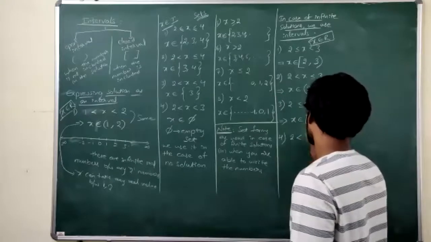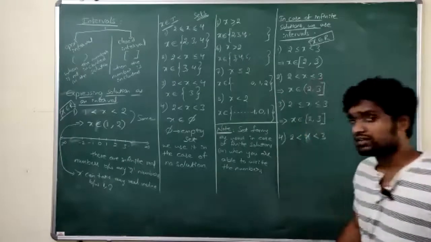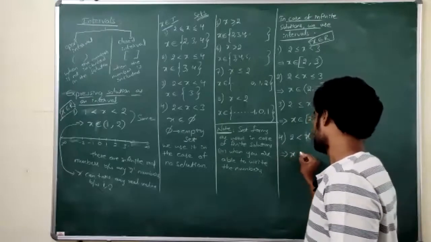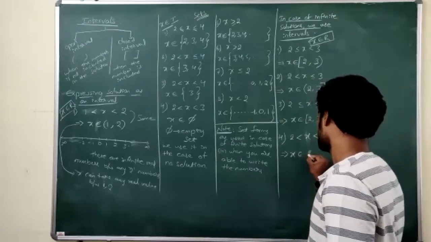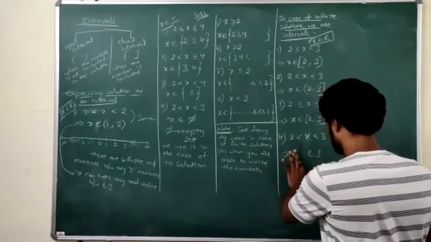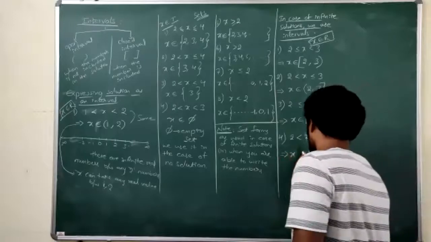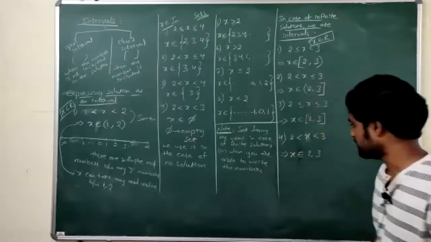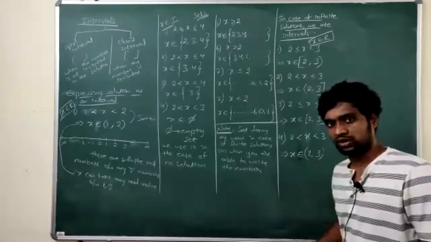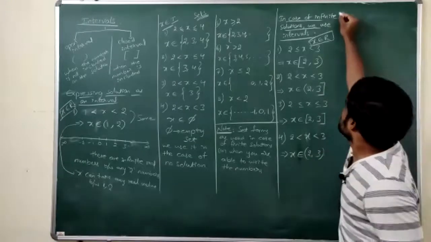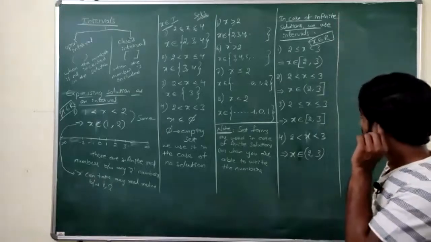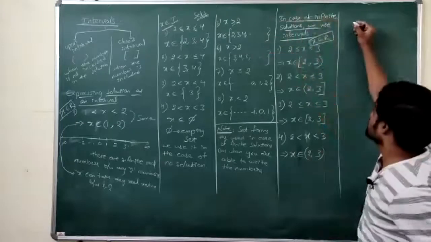2 less than x less than 3. x belongs to 2 comma 3, obviously. So intervals for 2 and 3 are open intervals only, because 2 and 3 both cannot be included. Okay. Now, coming to the other one.